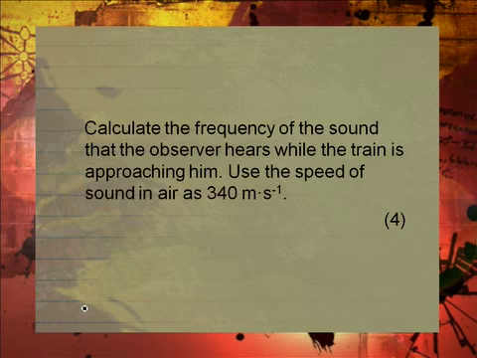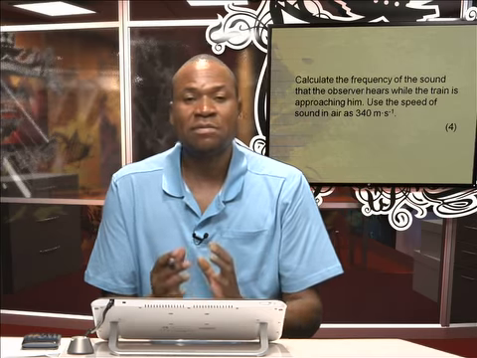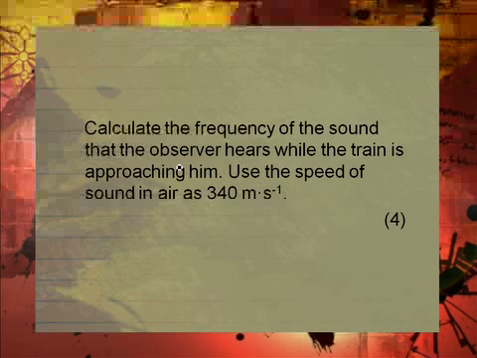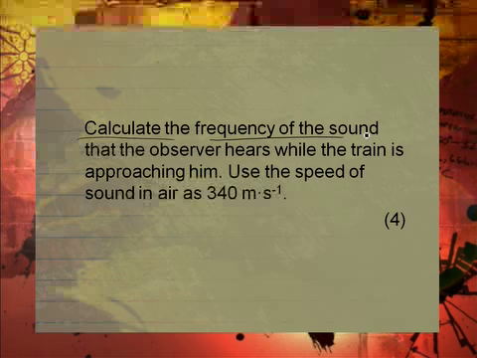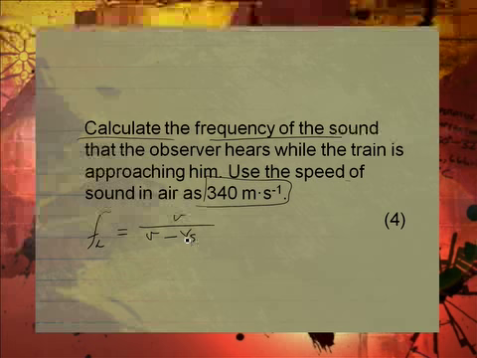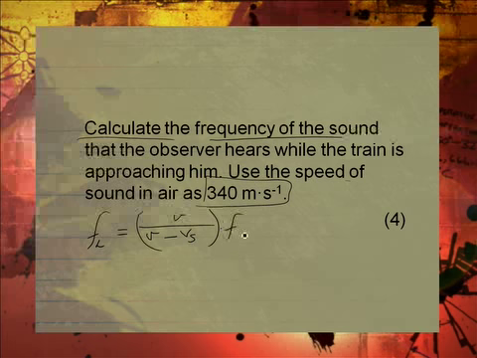Now, this is an exam question. I took this from a previous question paper. So this is how you are going to be asked questions based on Doppler effect. The next one says, calculate the frequency of the sound that the observer hears while the train is approaching him. Use the speed of sound to be 340 meters per second. Now remember, with the source approaching, the frequency of the listener is going to be v divided by v minus v source, times what? The frequency of the source.